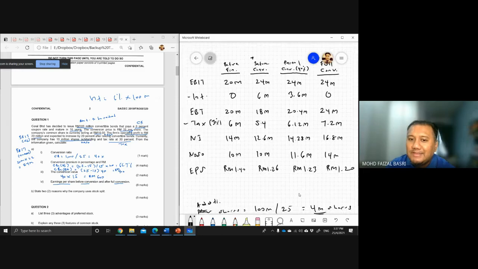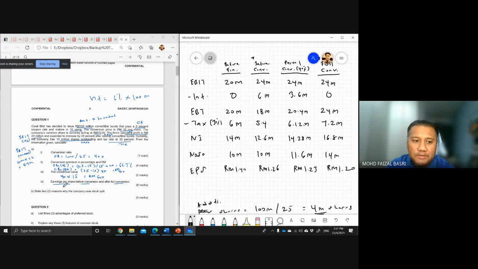Okay, so this is how it looks based on the earning per share. But the question asks for before conversion, which is this one, and the full conversion, this one. So sepatutnya 8 marks tu, the 8 marks is based on this and this only. So kalau you buat semua ni, sepatutnya 16 markah lah, but don't expect 16 marks lah sebab soalan suruh buat 2 je.